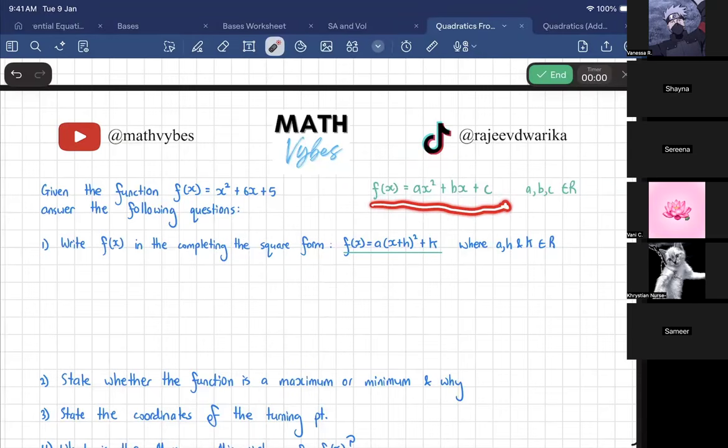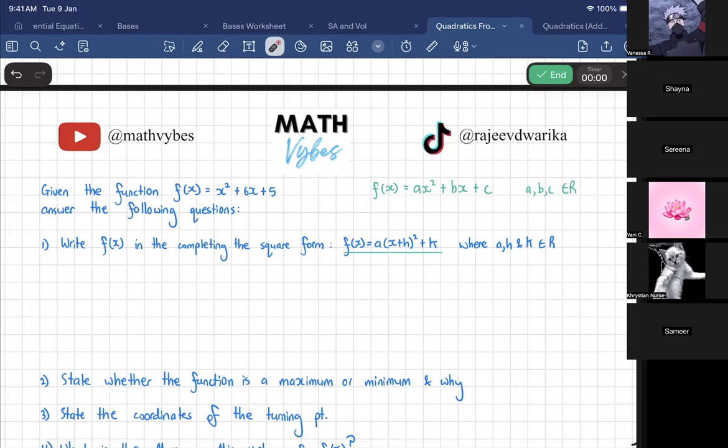Look at the question. Read the whole question. "Write f of x in the completing the square form" - that's not the whole question. You're forgetting something. Given the function f of x equals x squared plus 6x plus 5, answer the following questions. Write f of x in the completed square form.